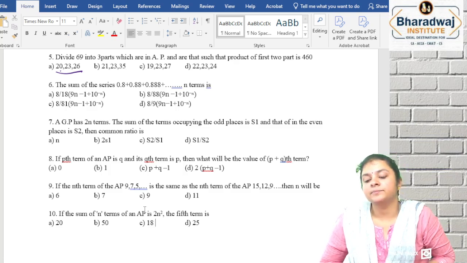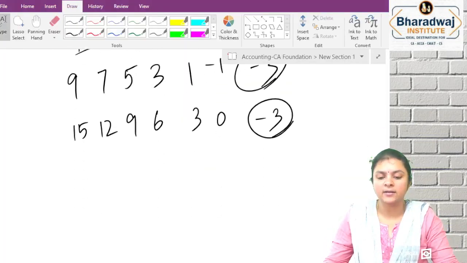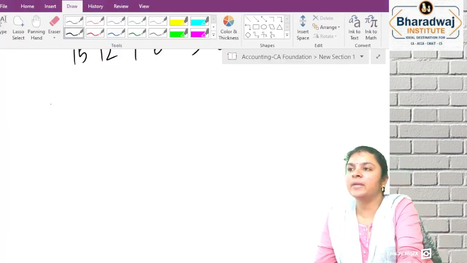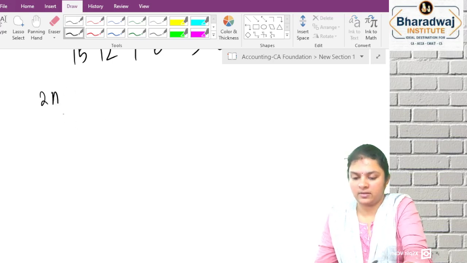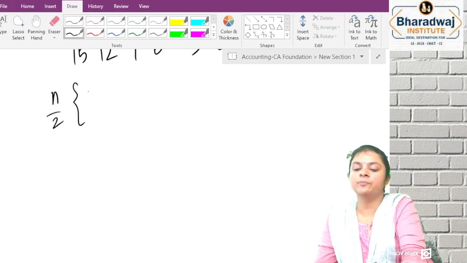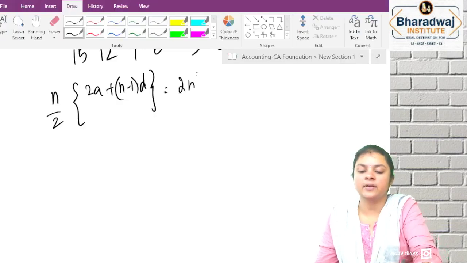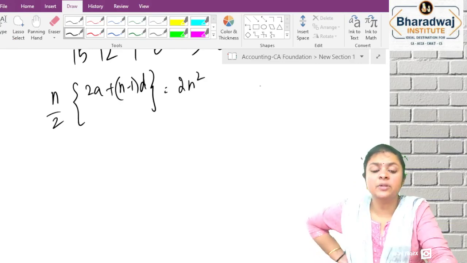Okay. Again, if you have to look at it as a formula, see here, the sum of n terms formula is n by 2 into 2a plus n minus 1 into d. This is equal to 2n square. Correct? Now, they are asking you the fifth term.